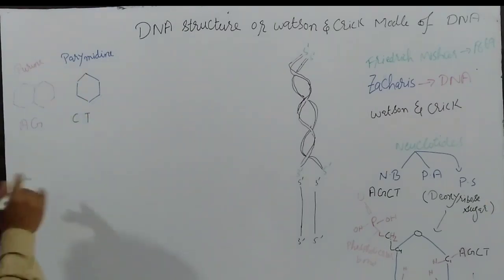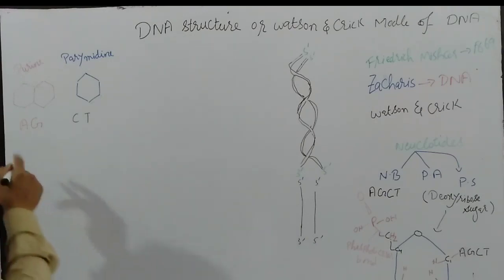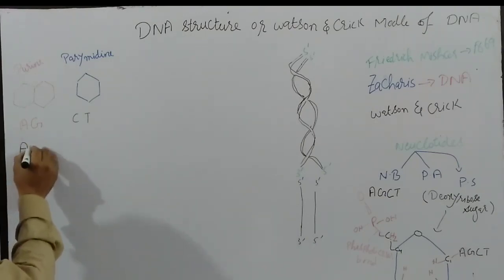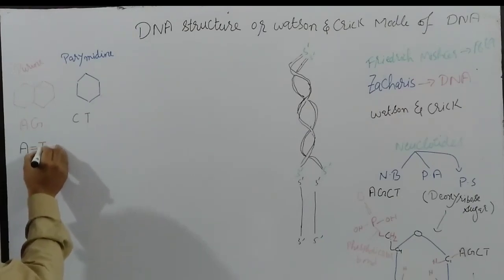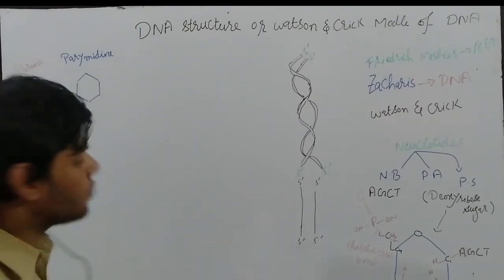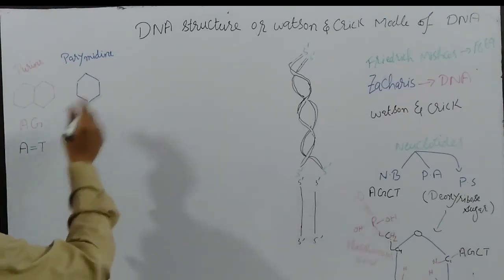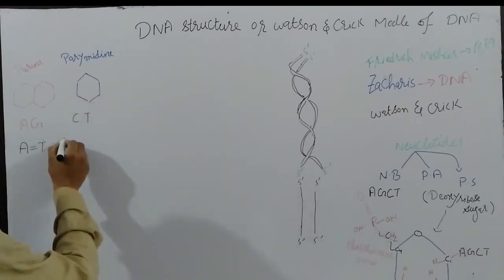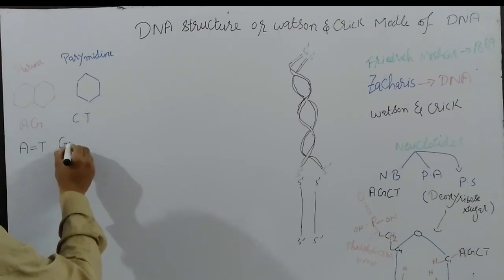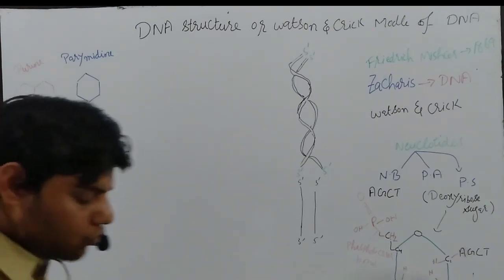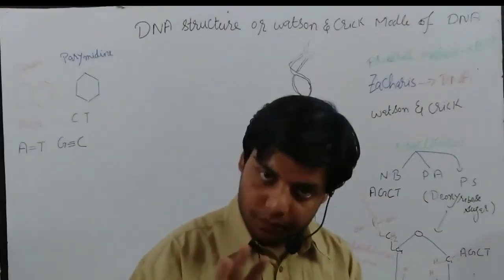Okay. Moreover, according to this model, adenine will always make a bond with thymine, and they make a double hydrogen bond. And according to this model, guanine will make a bond with cytosine. So they make a triple hydrogen bond with cytosine.